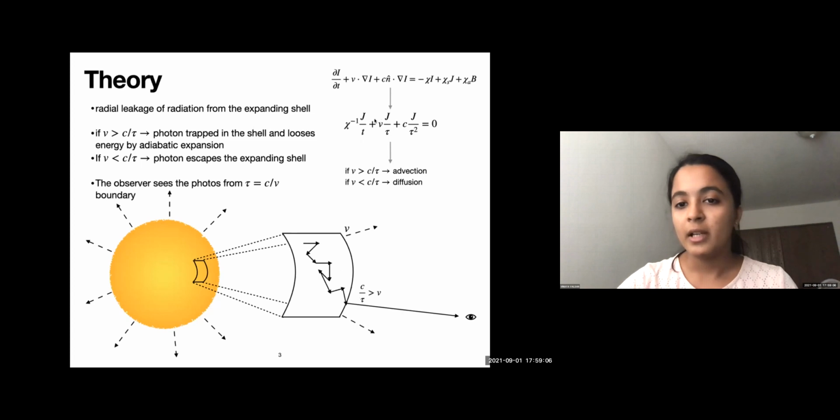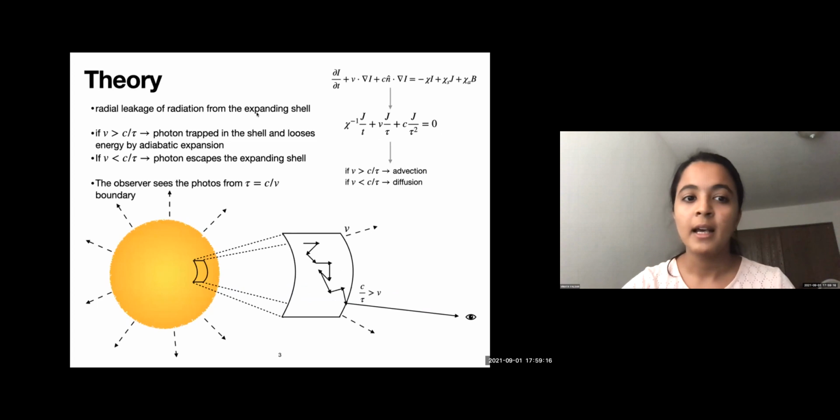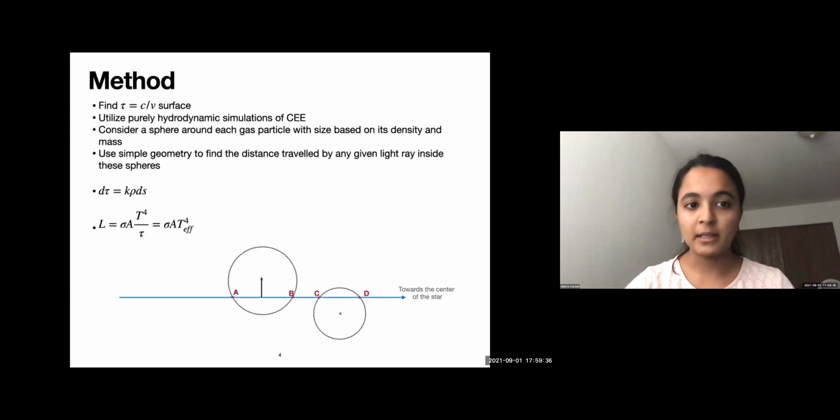Now if the expansion velocity is greater than the effective speed of the photons, the advection term dominates. And the photon gets trapped inside the shell and loses energy by adiabatic expansion. Now, if the photon is faster than the expanding shell, the photon can escape the expanding shell. So an observer starts to see photons coming from the tau equal c over v boundary and beyond. So the method is to find the tau equal c over v surface from the purely hydrodynamic simulations of CE.